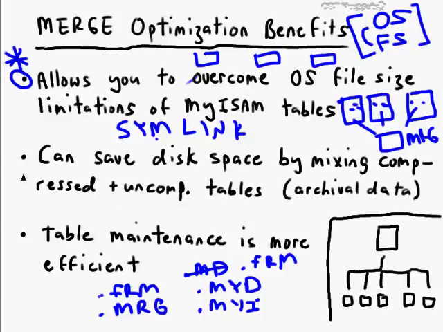Another advantage of using merge is that you can save disk space. Now, we talked in the previous nugget about compressing MyISAM tables. You see how easy it is to use myisampack to do that.